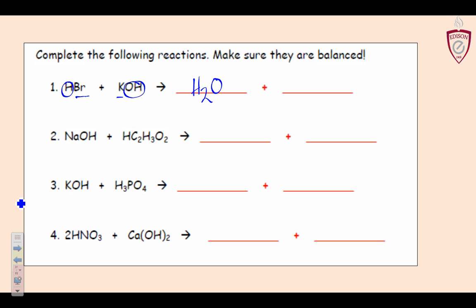I'm going to have a K and a Br. And should I write the K or the Br first, Mr. MoNaCo? You should always write the positively charged ion first, or the metal first, which is the K, potassium. There you go.